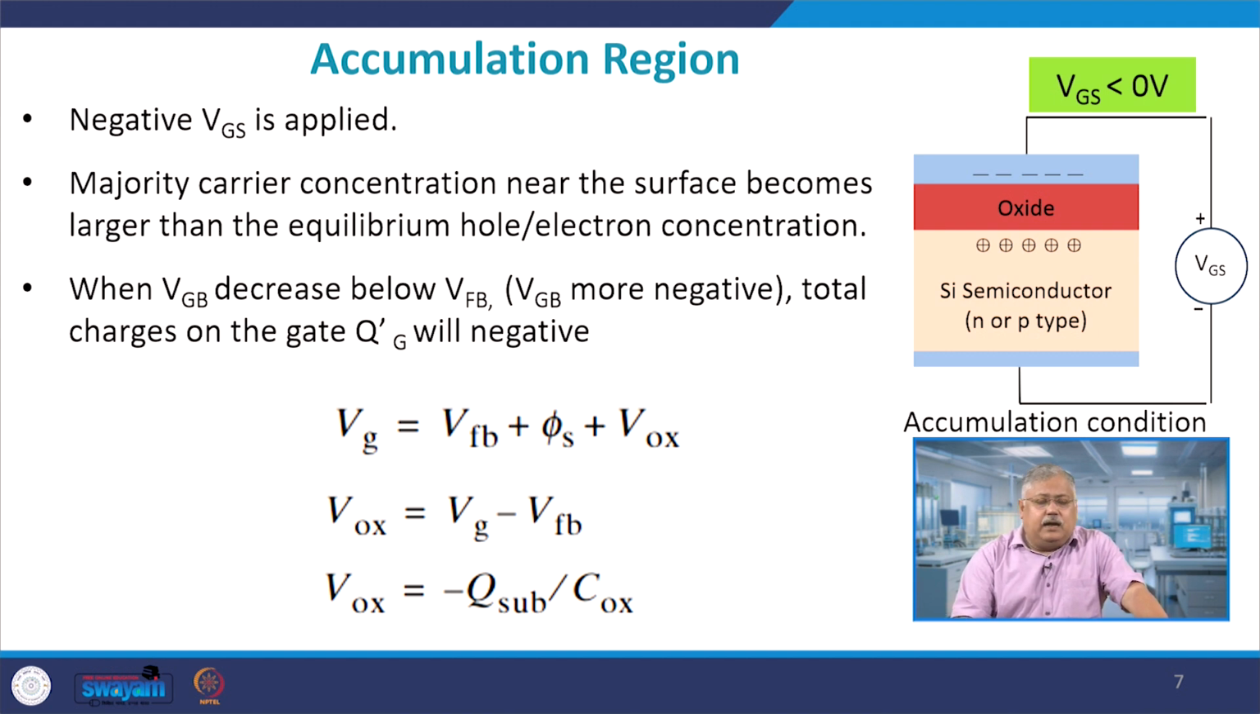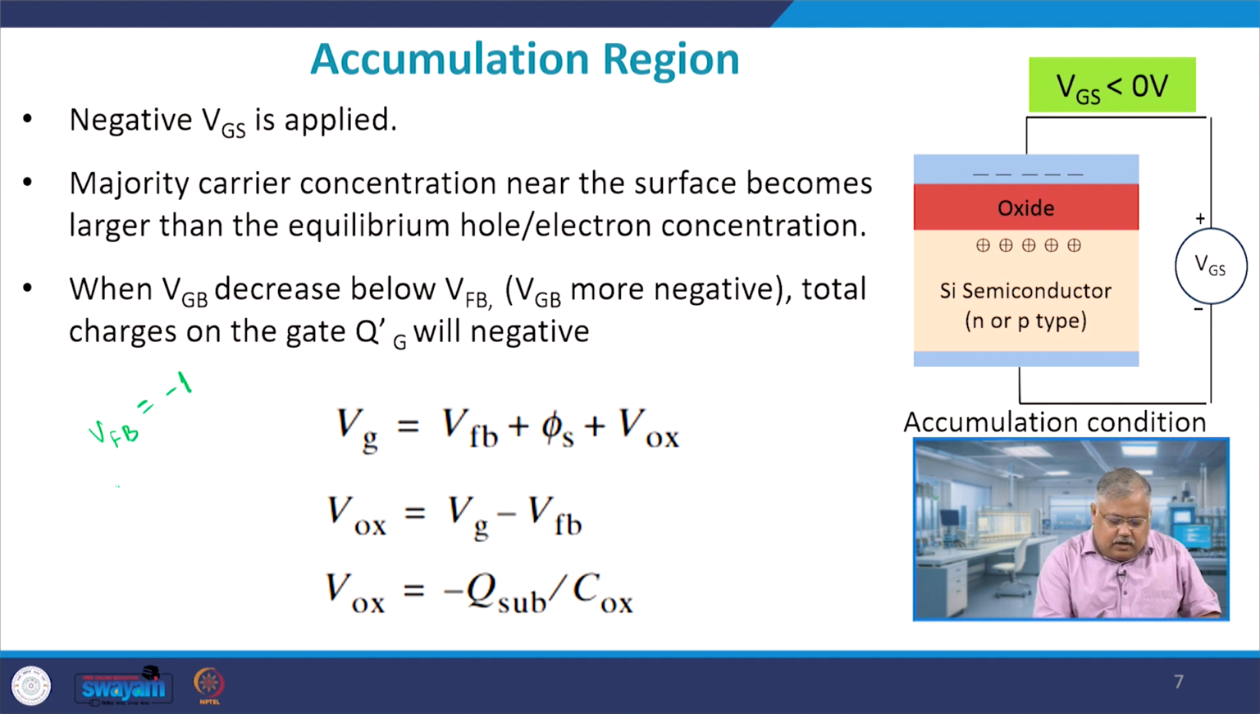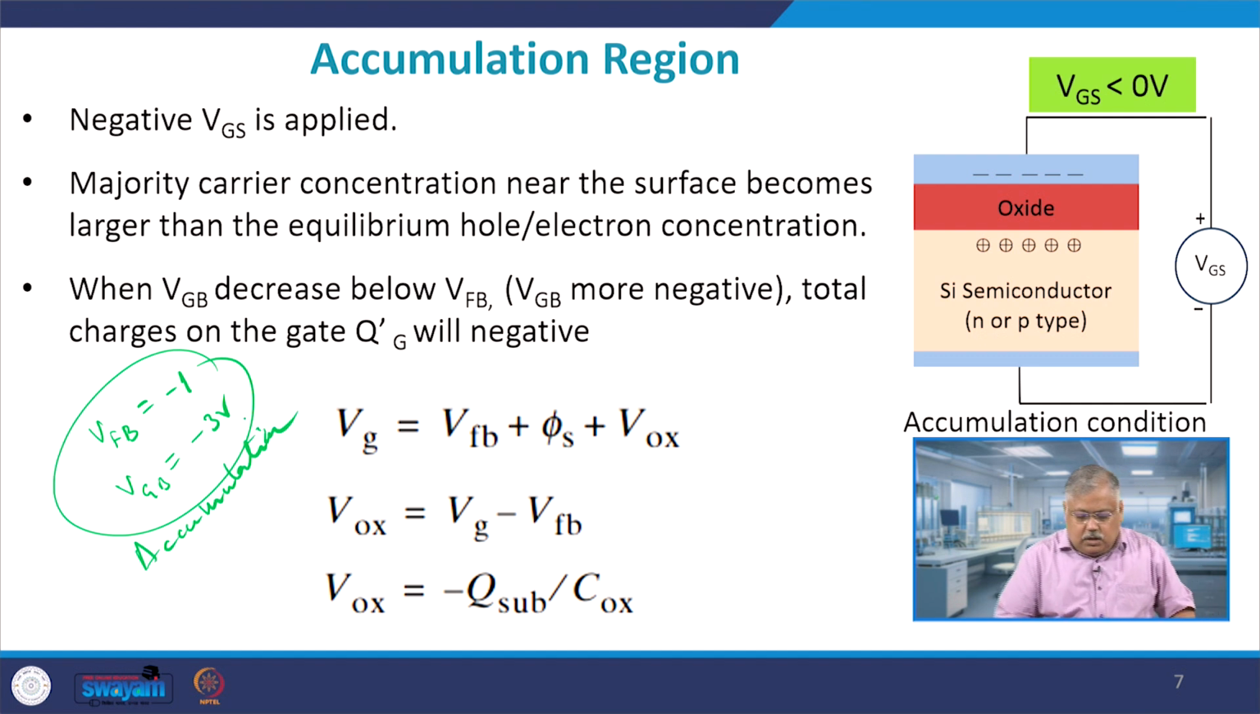Now, when you apply a negative bias, you tend to generate extra charge carriers there. So, therefore, the majority carrier concentration near the silicon dioxide interface becomes much larger than the equilibrium electron and hole concentration. And what is the meaning of negative? Negative primarily means that my gate to bulk potential, or gate to body potential, should be below VFB. So, let us suppose your VFB is equal to minus 1 volt, then if you apply a gate to bulk voltage of minus 3 volt, then we define this as accumulation, right.